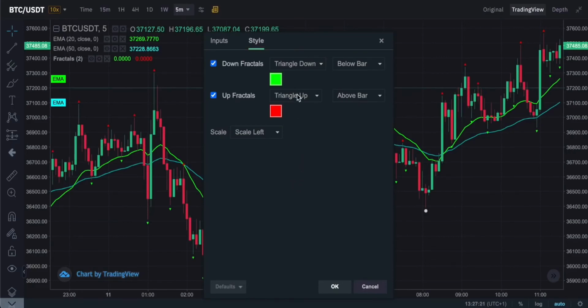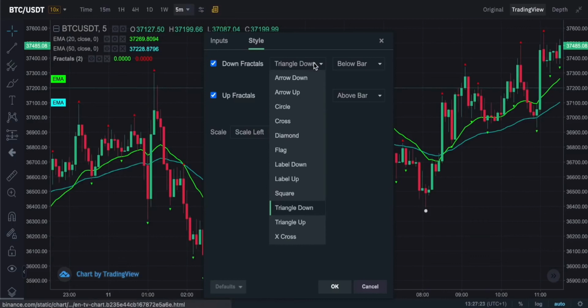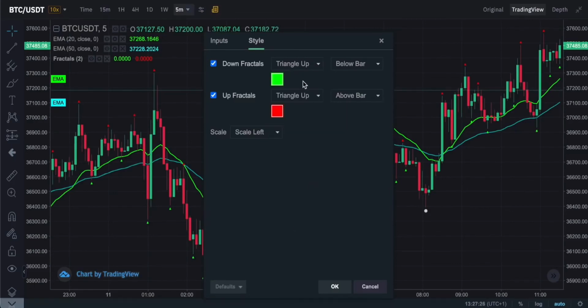I also want to change the triangle. Instead of a triangle down, I want to change this to a triangle up. The reason being is that this fractal in particular, even though it is a down fractal, it is actually something we're using to go long. And so it's easier to see an up triangle because we associate an up triangle with going long, or essentially betting on the price going up.